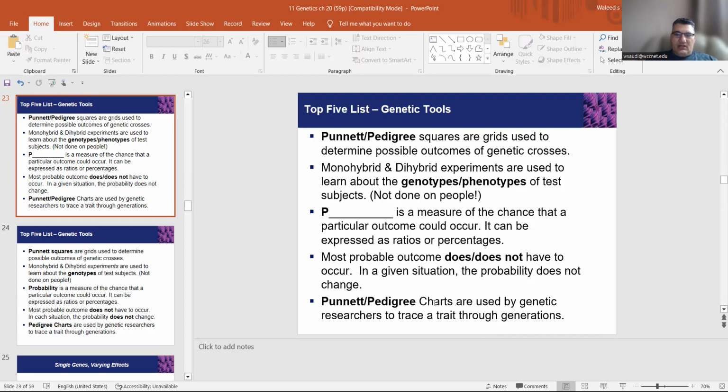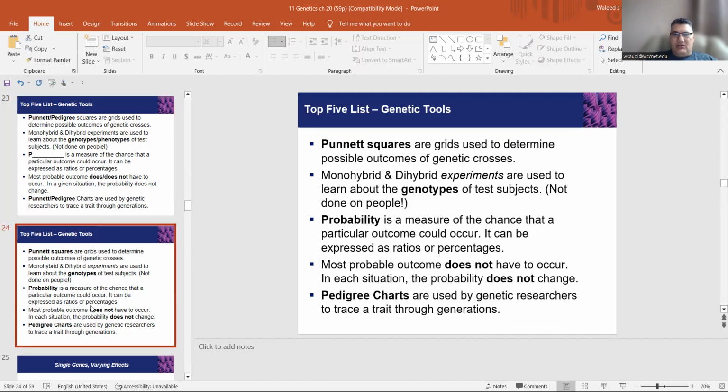Which one is a chart that's used by genetic researchers to trace traits through generations? Generations is obviously the pedigree.